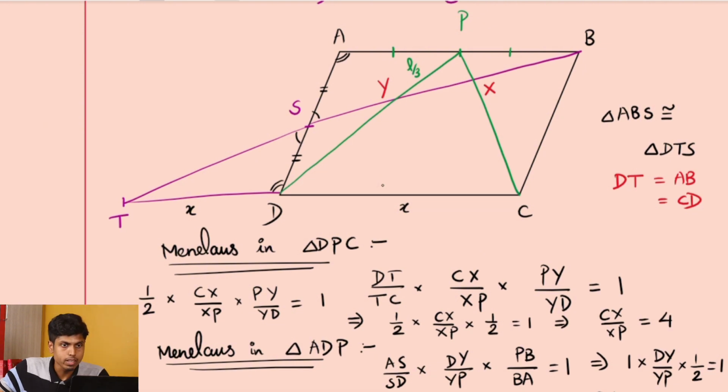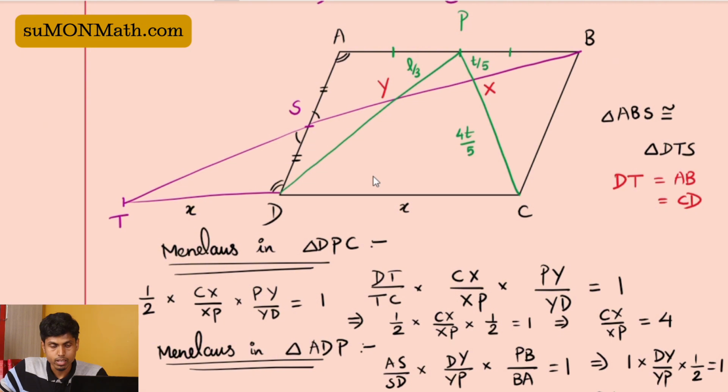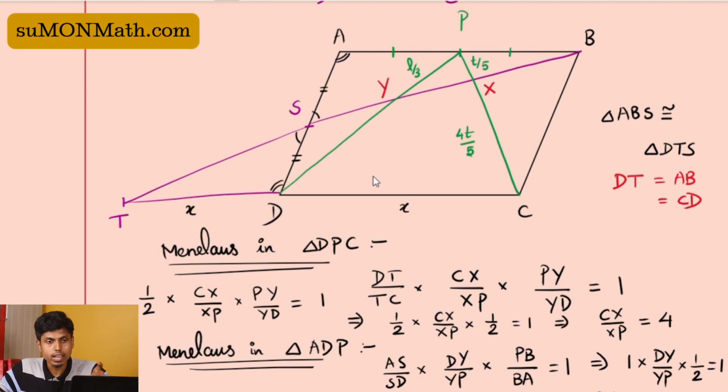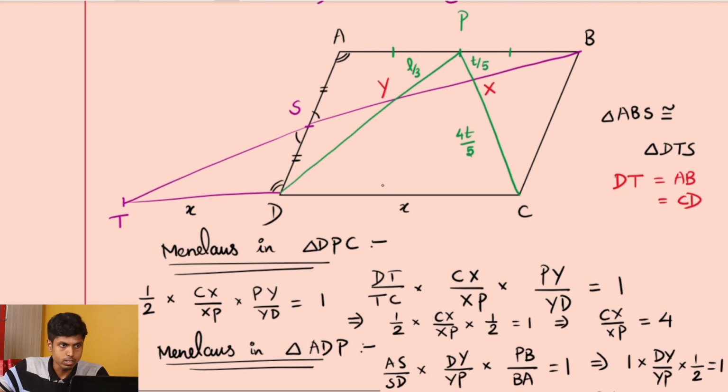Well, if I consider CP length as T, then PX will be T by 5 and CX will be 4T by 5. Therefore, we get a 1:4 ratio. Alright, now we compare the areas of DPC with the entire parallelogram.